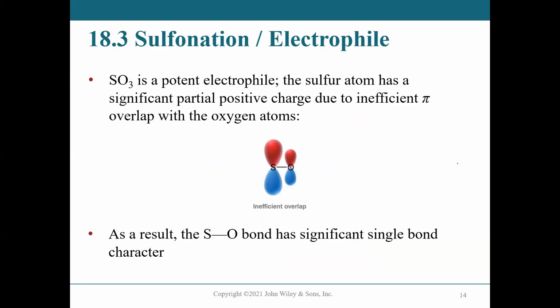So it says SO3 is a potent electrophile. The sulfur atom has a significant partial positive charge due to inefficient pi overlap with the oxygen atoms. It says, as a result, the SO bond has a significant single bond character. So that means we're not really overlapping the best right here. Now, if this would be another atom that it could overlap, we'd have a better overlap here. But you can see that we're not going to really have this overlap that we want. We're missing this portion right here.